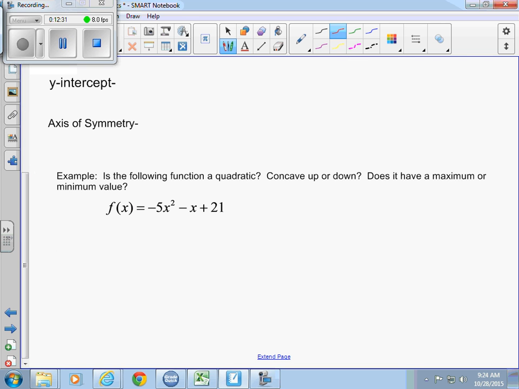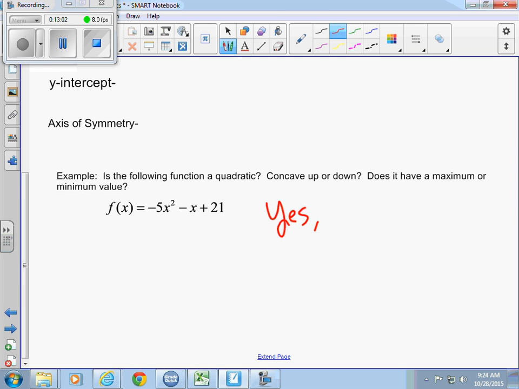Okay. So this equation is given in standard form. And it doesn't ask me to graph it. It doesn't ask me to do any work with it. It just says, 1, is this a quadratic function? Well, is it? We have a number x squared plus a number x plus a number, right? So yes, this is a quadratic. So question 1, answer is yes.